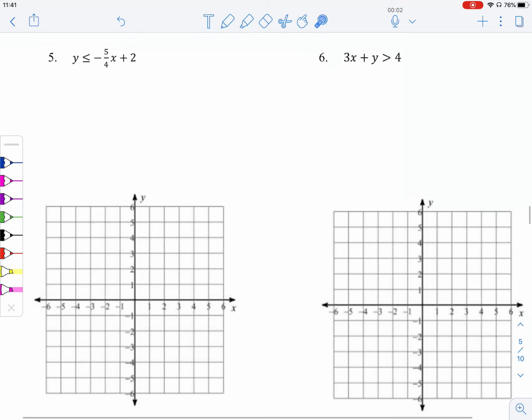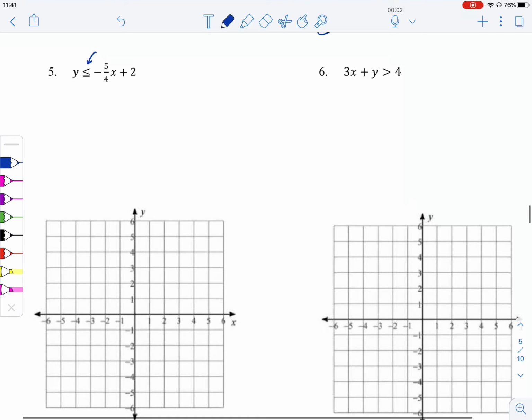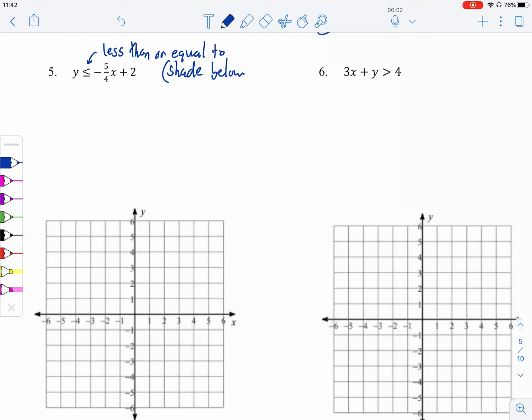Okay, so let's do number 5. So same thing. If we look at this, y is less than or equal to. So it's less than or equal to. So less than, we're going to shade below. And equal to is going to be a solid line.